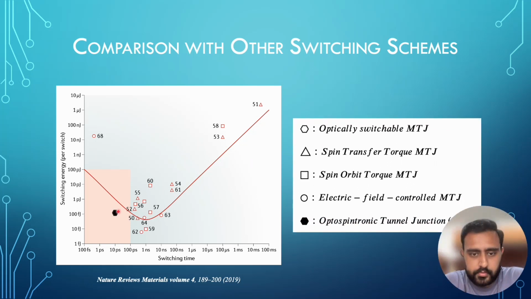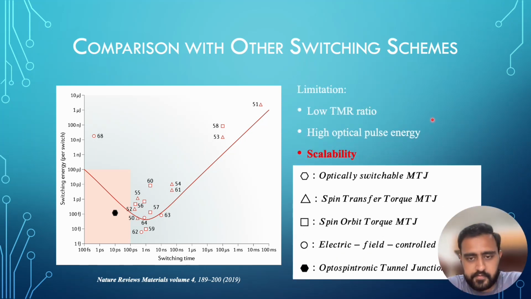This new hexagon shaped data point refers to the optospintronic tunnel junction that we just talked about. Not only does it offer much less switching time, it also has less switching energy compared to its predecessor that came out in 2017. So as you can see, it is much better whether you talk about the switching time or even the switching energy compared to the other MTJs.